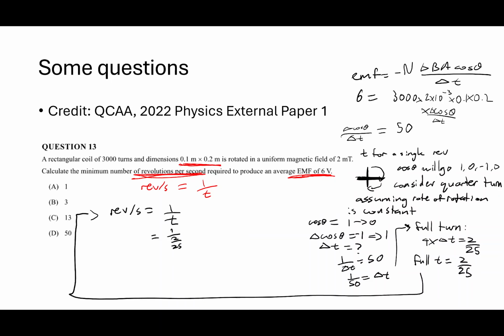Was this a question we learned? Yeah, this was the question you can use integration for to find area under the curve for the average EMF, I believe.